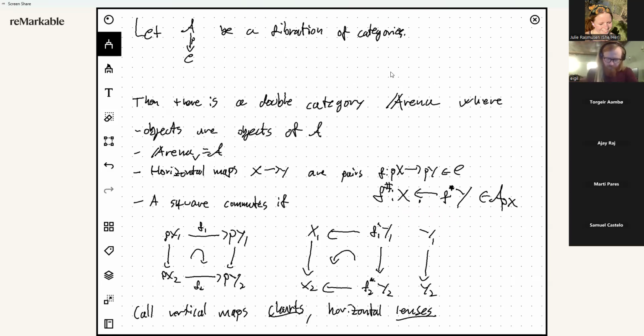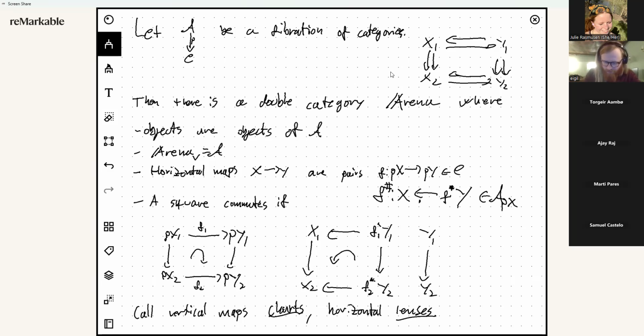Okay, so now, sorry. Suppose I have a square. I forgot to draw the actual square of things. Say x1, x2, y1, y2, and here there's a chart, and here there's a lens, and here there's a lens, and here there's a chart. I just realized I drew these the other way, transposed, at the start of the talk, but that's probably fine. Then, what does it mean? I have to tell you what it means for something like this to commute, to define the double category.